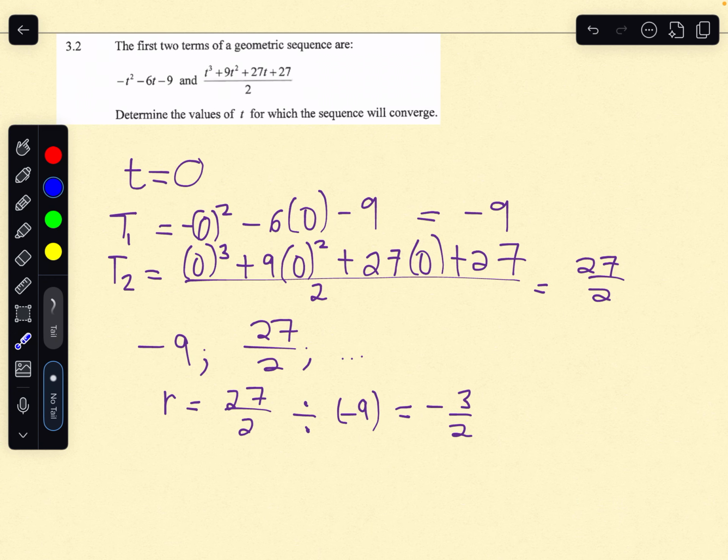We are trying to find the values of t such that this guy divided by this guy is going to give us a number that is between -1 and 1, and also not equal to 0, because remember, does that count as converging if r is equal to 0? I mean, it converges to 0. In that case, the sequence converges to 0.